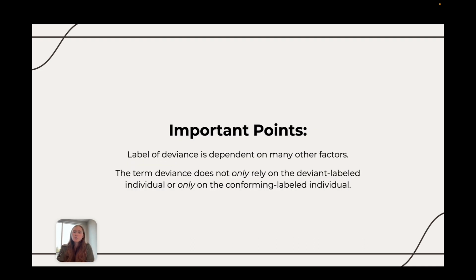Some important points and how these relate to our experiment. Basically, the label of deviance is dependent on a lot of different factors. Things like the setting, the audience, who's there, who the deviant person is, what their social status is, a bunch of things like that. And then the term deviance doesn't solely rely on the deviant labeled individual or on the conforming labeled individual. It's a reaction between both of them, and that decides what is deviant and what is not.